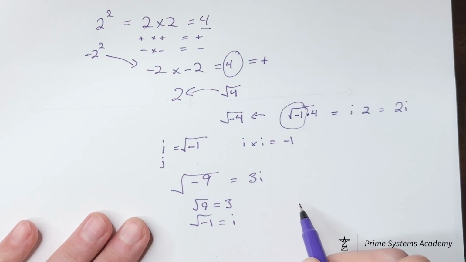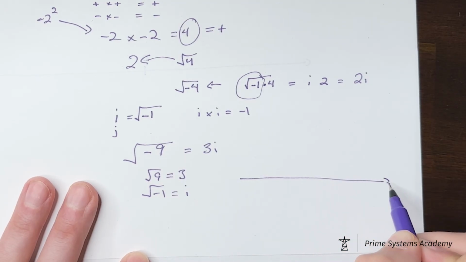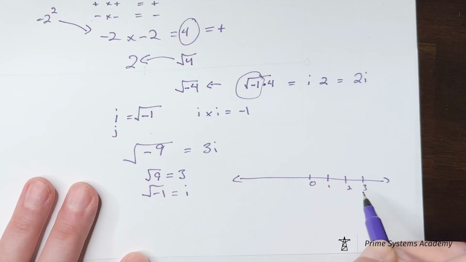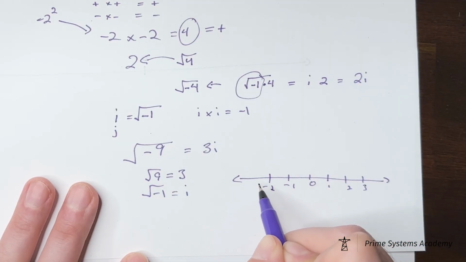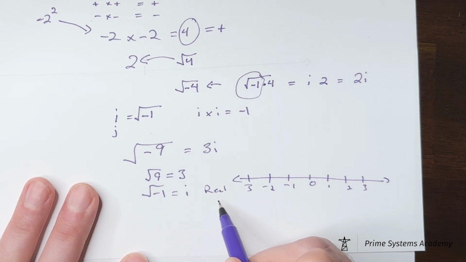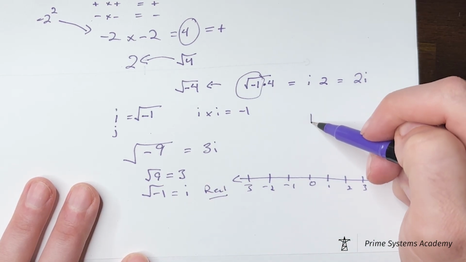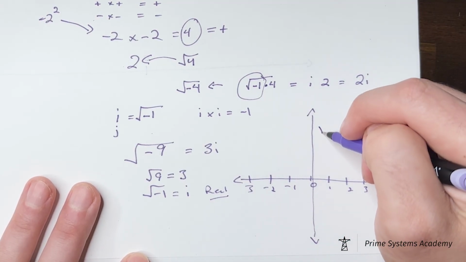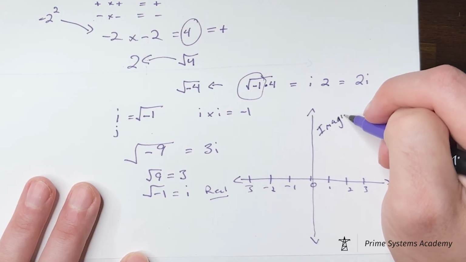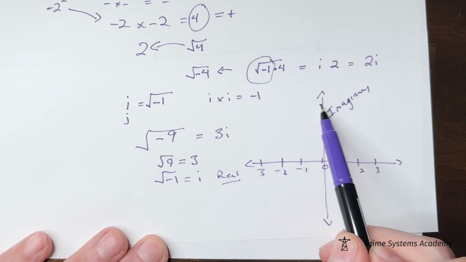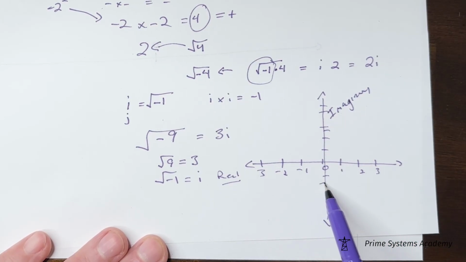So remember, going back to our regular number line, we had our real numbers with 0 in the middle, 1, 2, 3, -1, -2, -3. So these are our real numbers. Now, our imaginary numbers are going to be on a y-axis like this, right? So these are going to be our imaginary numbers. And you can see that there is a space for imaginary numbers to exist in this scenario that do not fall on the real number line.